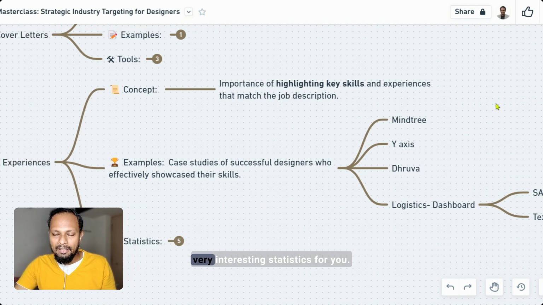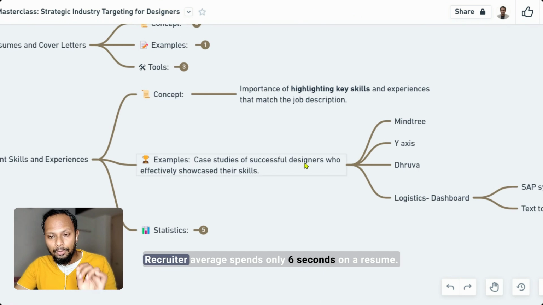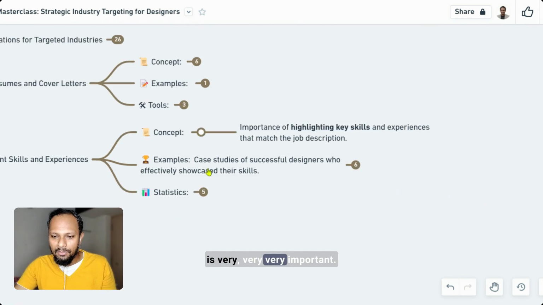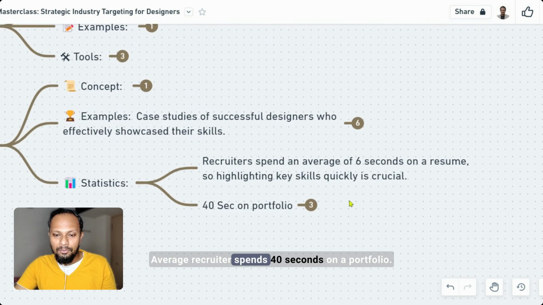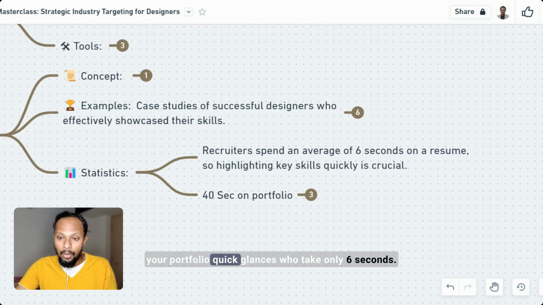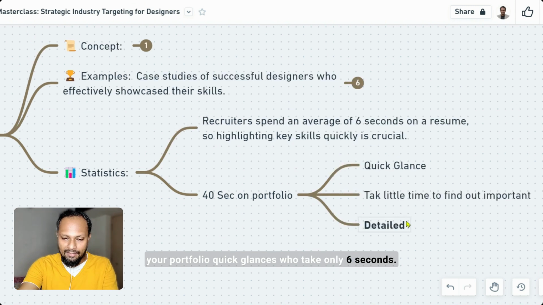Okay, let me share a very interesting statistic with you. A recruiter on average spends only 6 seconds on a resume. So highlighting your key skill is very, very important. An average recruiter spends 40 seconds on a portfolio. There are 3 different types of people who view your portfolio. Quick glancers, who take only 6 seconds.